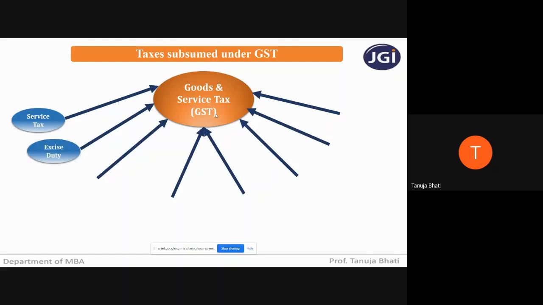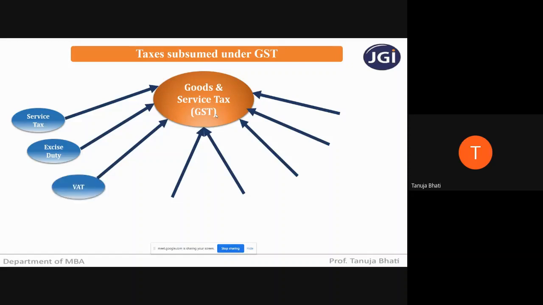Next, excise duty. Before 1/7/2017, excise duty was levied. Now, can anyone tell me excise duty was levied on what? It was usually levied on the manufacture of goods. So when any particular manufacturer used to manufacture commodities or goods, it used to charge excise duty. But now, after 1/7/2017, the manufacturer will charge GST and excise duty is no longer in the picture. So excise duty has also been replaced by GST.